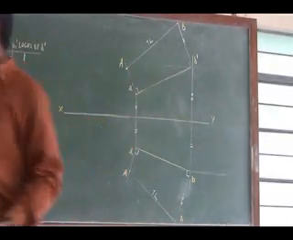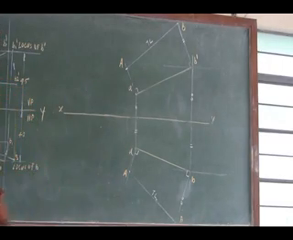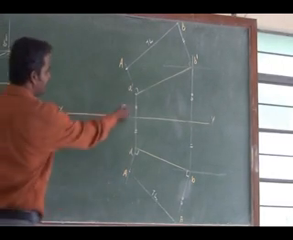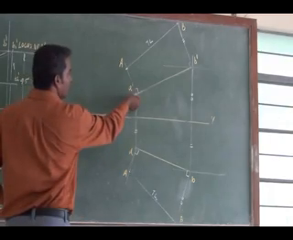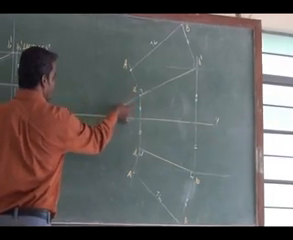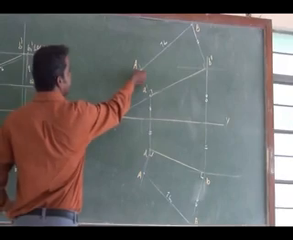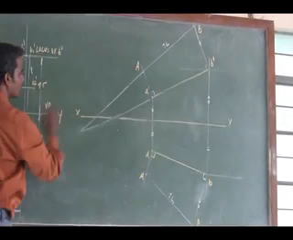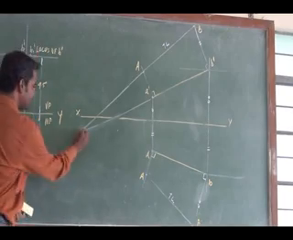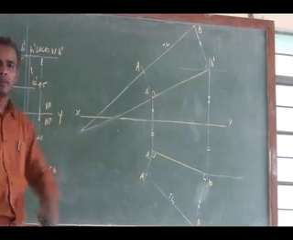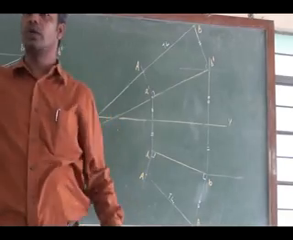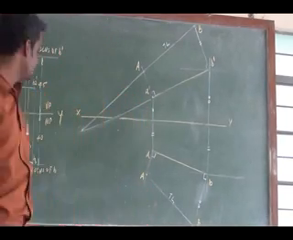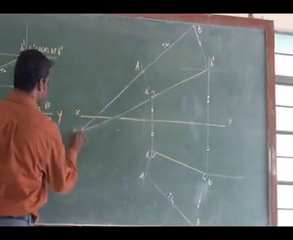Right, so how can I mark the horizontal trace and vertical trace? Again, it is simple. Just I can extend this front view and I can extend the original line on the same. So wherever it meets, that is going to be my vertical trace, VT.